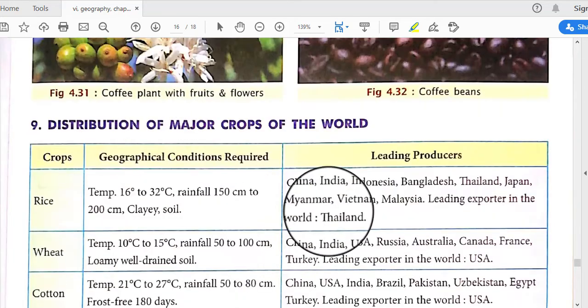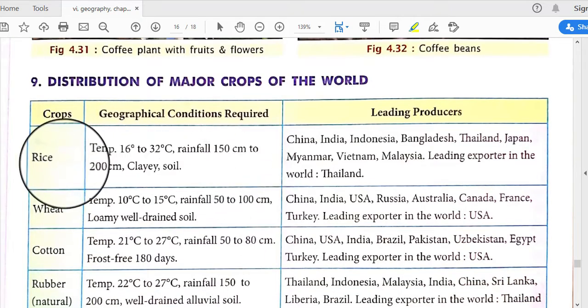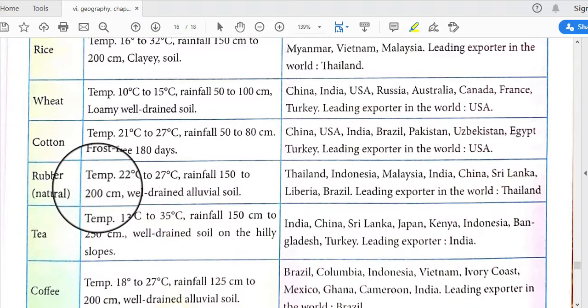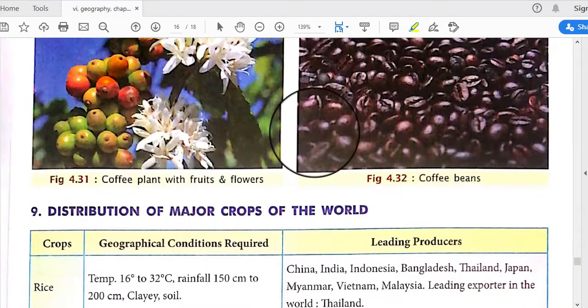There is a table of the distribution of major crops in the world, showing where these crops are found: rice, wheat, cotton, tea. This is one kind of summary of the discussion.